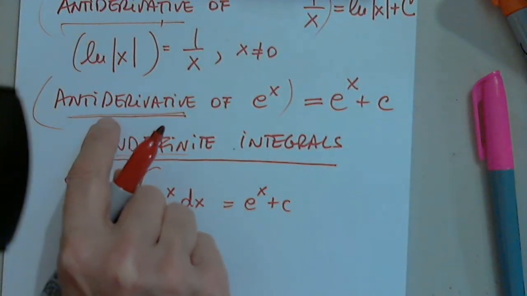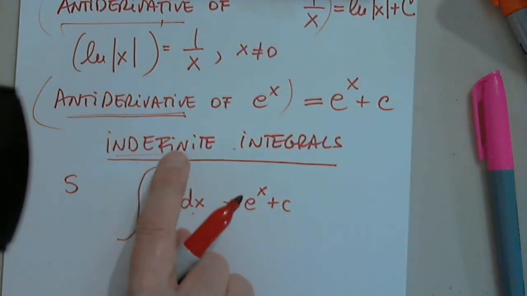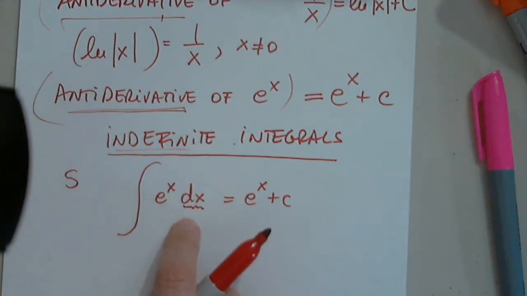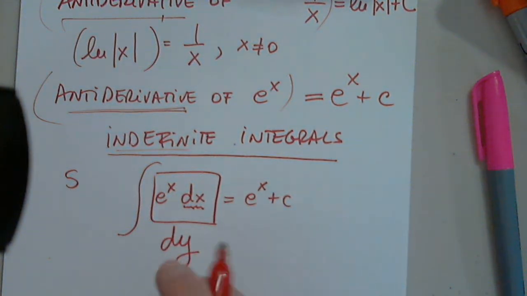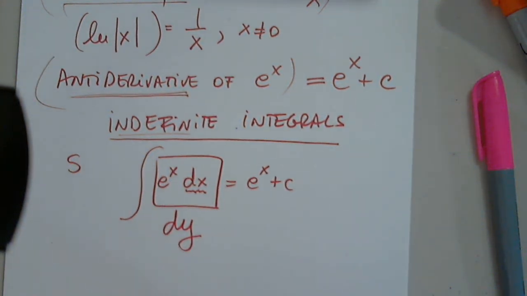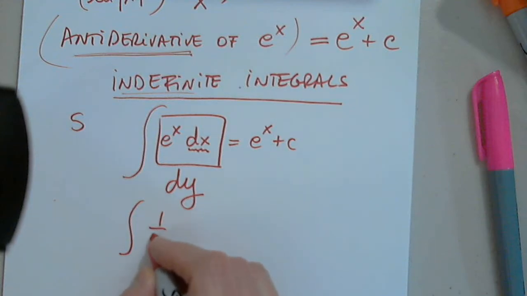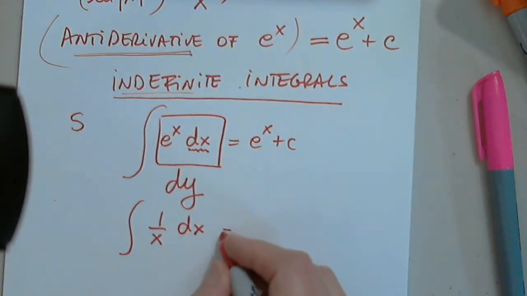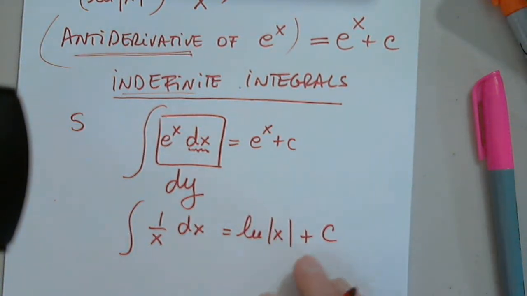So instead of saying antiderivative of e to the x, I use the integral symbol, the indefinite integral symbol, and it has to have dx. Why? Because this, if you remember, is the differential of the function. It's not the derivative of the function, it's the differential of the function. Okay, for all the other ones, the integral of 1 over x dx is, as we discussed, the natural log of the absolute value of x plus a constant c.